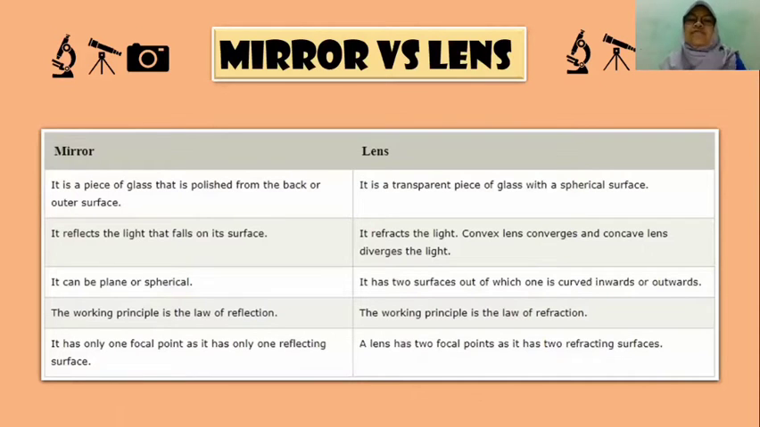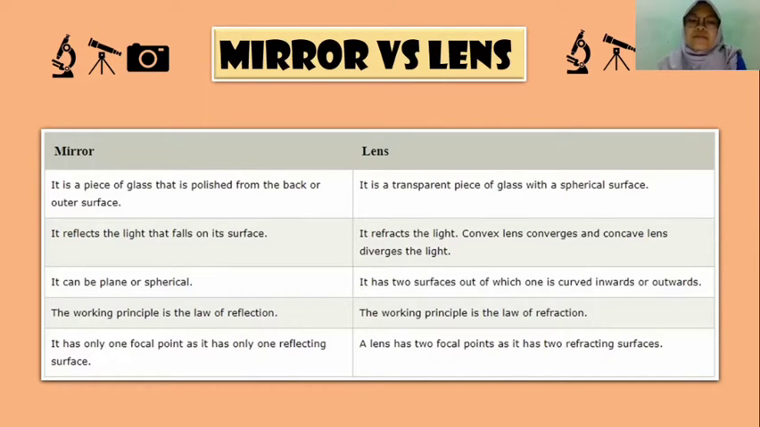So this is the mirror versus lens. Mirror, it is a piece of glass that is polished, while lens is a transparent piece of glass. The mirror reflects the light and the lens refracts the light, so convex lens converges and concave lens diverges the light. It can be plane or spherical with mirror, and with the lens, it has two surfaces out of which one is curved inwards or outwards.